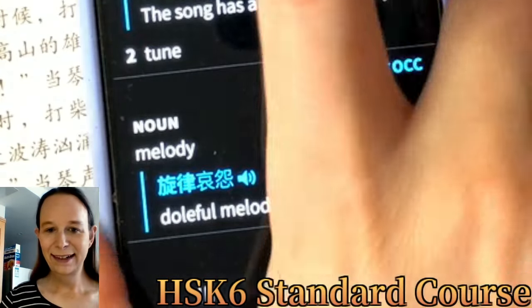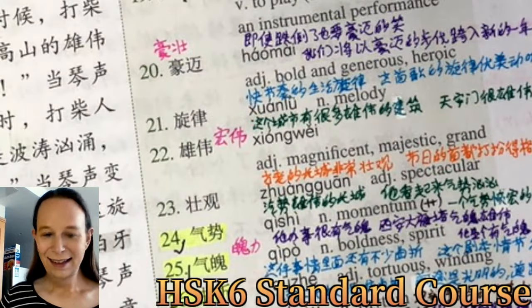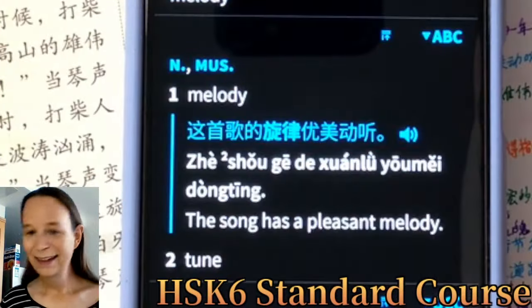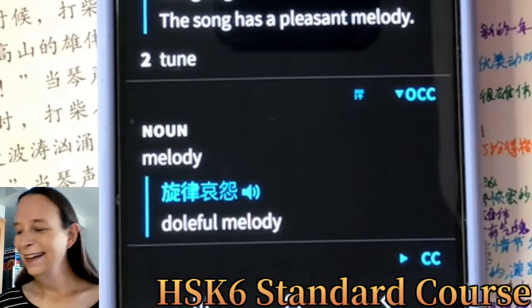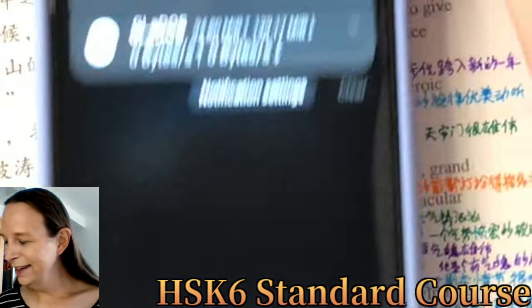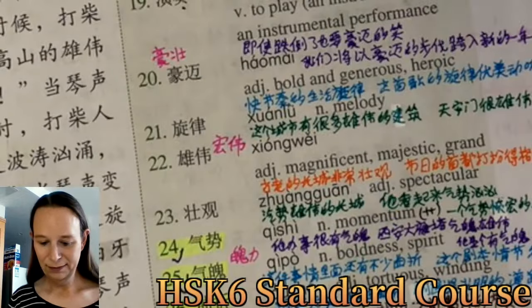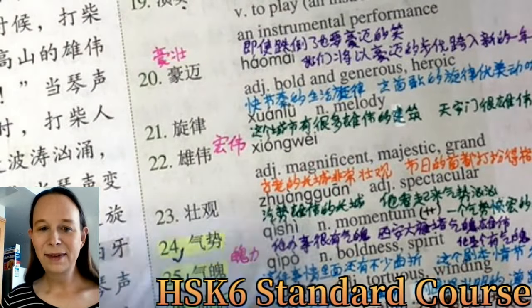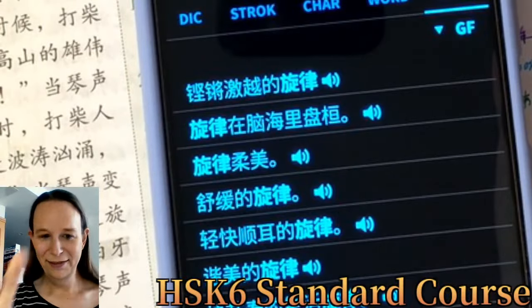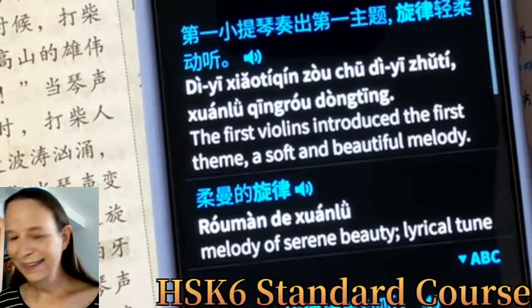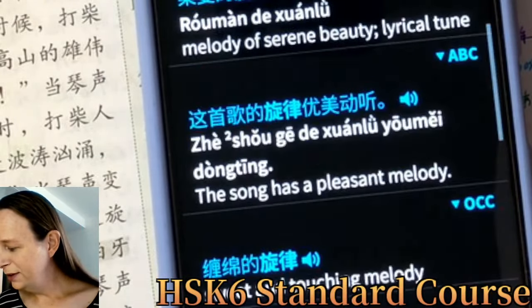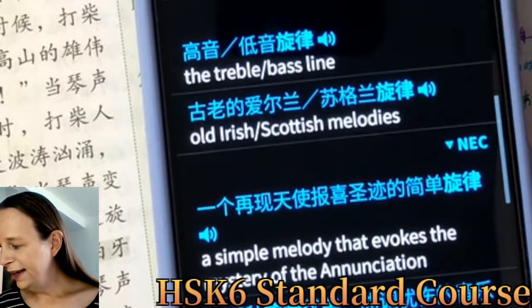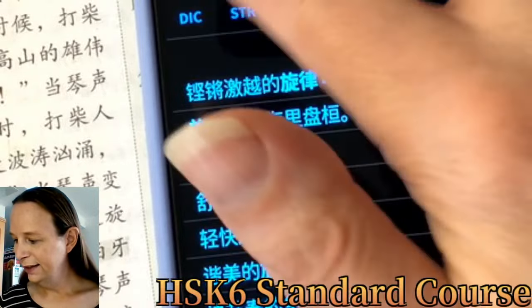Doleful melody? I have no idea. I dusted this morning. You just see it. It doesn't look very big on my screen, however, when you magnify it on the video, yeah. 柔美的旋律，旋律。It is a noun and nothing else.